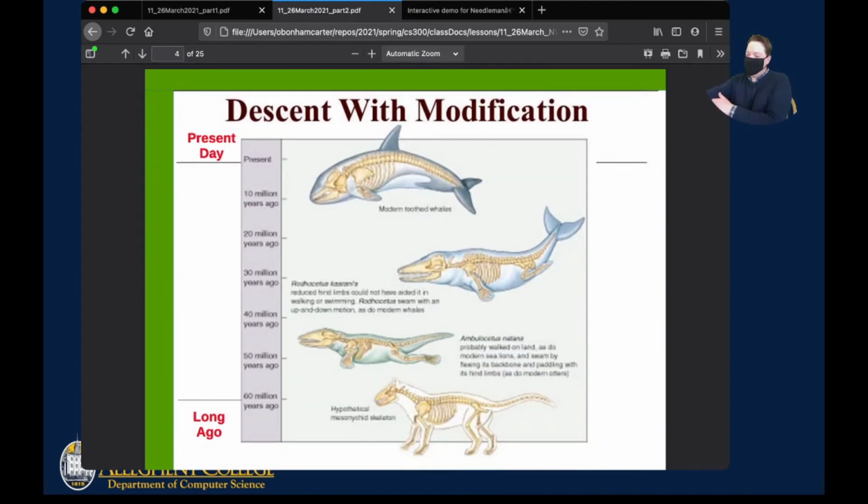So we call this descent with modifications. As you move forward, your genetics are changing. One of the most unusual examples, but when you look at it, it makes sense, and for some reason this eluded many people before Darwin's time.